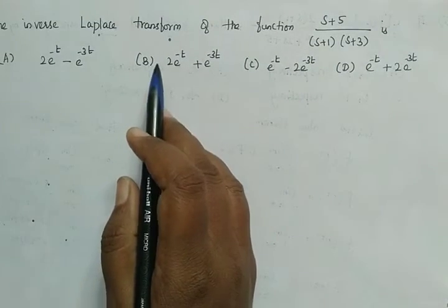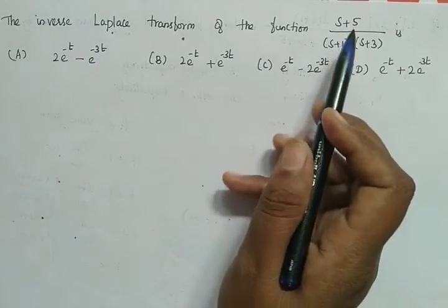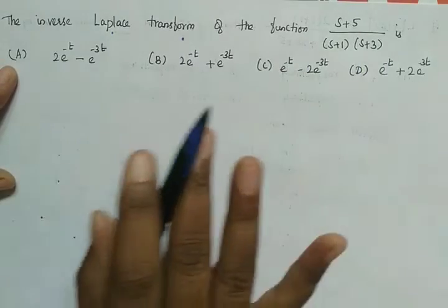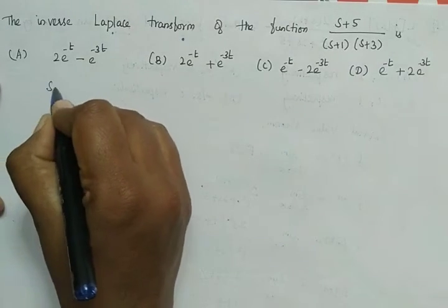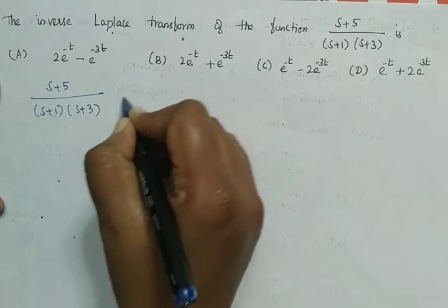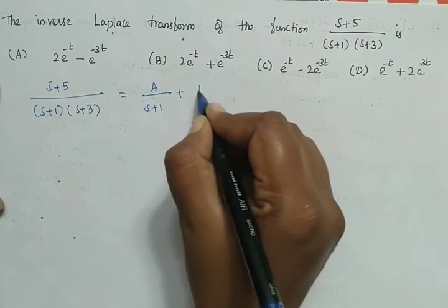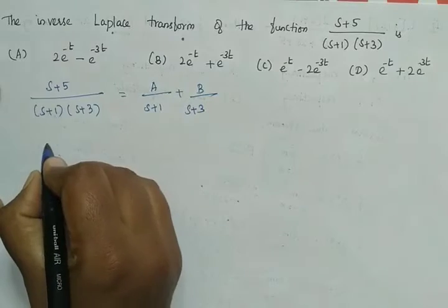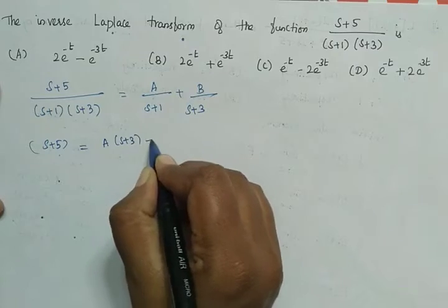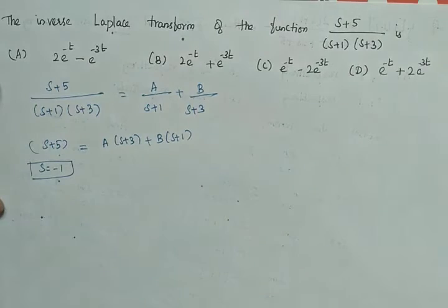The inverse Laplace transform of the function s plus 5 by s plus 1 into s plus 3. Now what we have to do is find the inverse Laplace transform for this function. The question they have given is s plus 5 divided by s plus 1 into s plus 3. We can write this as a by s plus 1 plus b by s plus 3. Now we can write this as s plus 5 is equal to a into s plus 3 plus b into s plus 1.